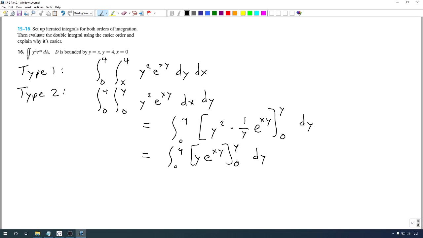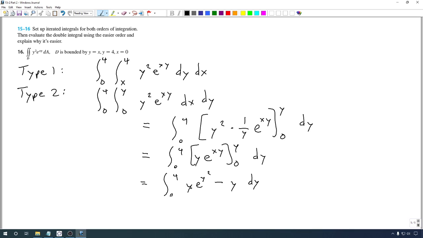Now we get to plug in our functions. So one of the functions is a constant, but the other function is not. We still go through the same process that we're used to. We plug in the top function. We subtract what we get when we plug in the bottom function. So we'll have a y e to the y times y, because we're replacing x with the y. So we have y squared minus y times e to the 0. Well, e to the 0 is 1, so we just have a y.